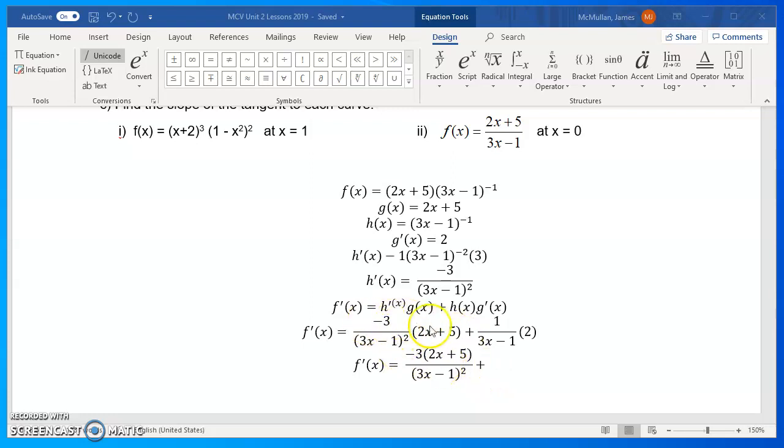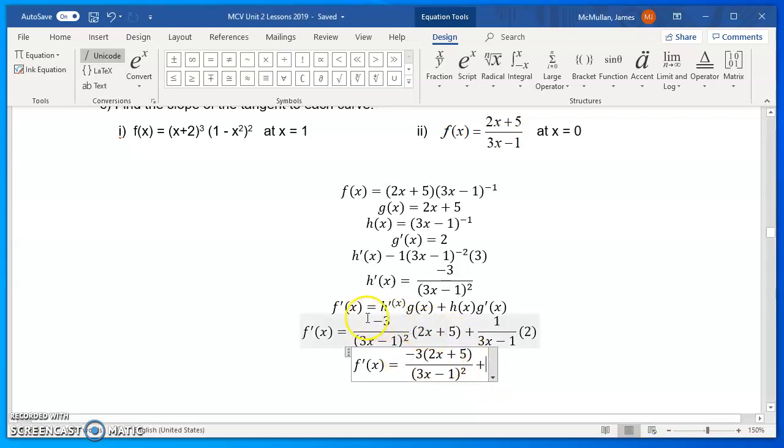Okay, so again, this one multiplies the top to become the new numerator. The denominator is the same. And then the other one, it's fairly straightforward. We just have a 2 on the top and a 3x minus 1 on the bottom.